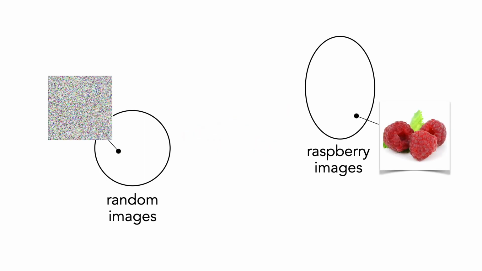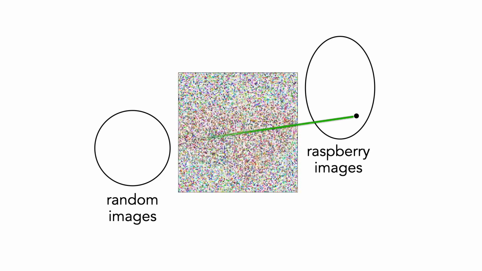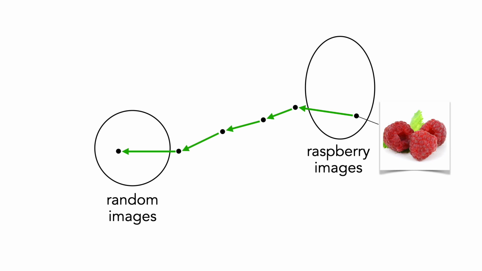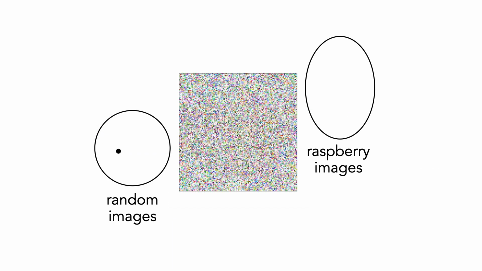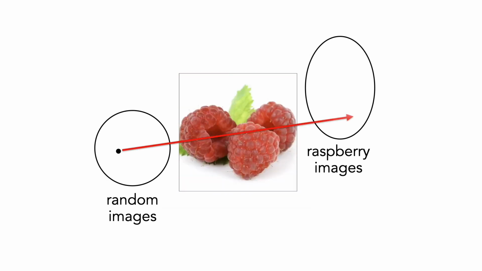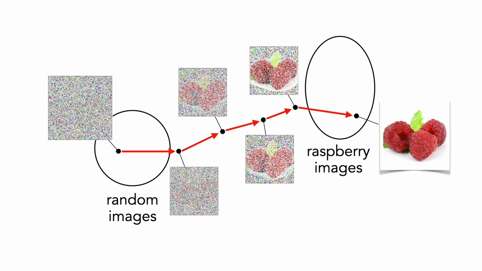How does this work? Well, it's pretty hard to turn a random image into a raspberry image, but it's relatively easy to go the other way. We just need to add more and more noise until the pixels become totally random. You can think of the animation I just showed as a path through the space of images, where each frame is a single step towards more randomness. Now, what if we played this animation in reverse? This defines a path from a random image to a raspberry image.